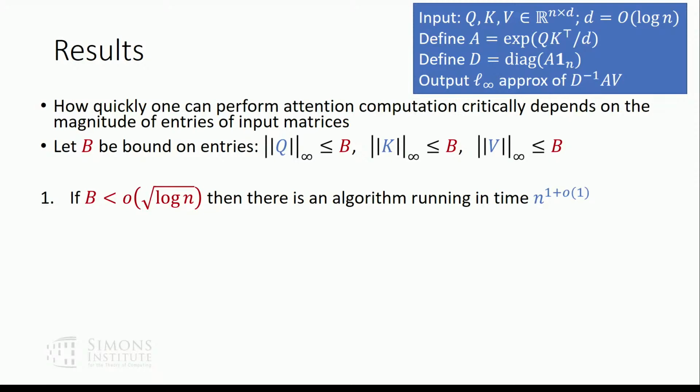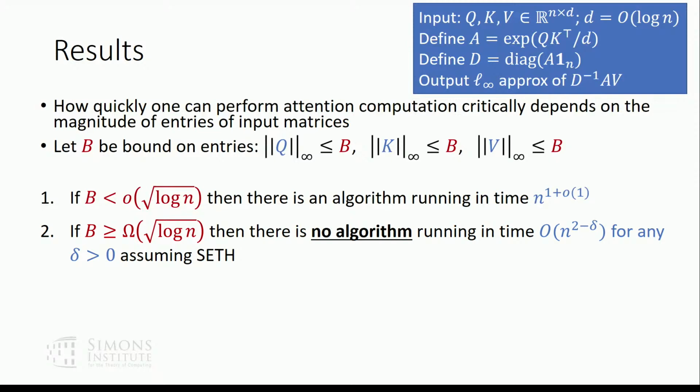Our second result is a lower bound that if B is even just some big constant times square root of log n, then there's no algorithm that runs in truly subquadratic time, n to the 2 minus delta for any constant delta, assuming the strong exponential time hypothesis from fine-grained complexity. So there's really a very sharp threshold here: if B is less than square root log n, you can solve it as fast as you could hope for. And if B becomes bigger than square root of log n, suddenly you basically can't beat the trivial algorithm for the problem.